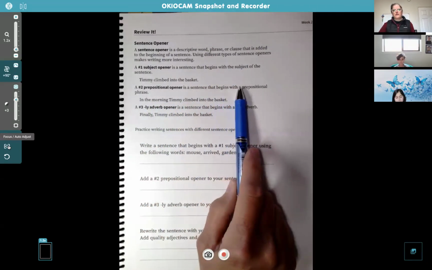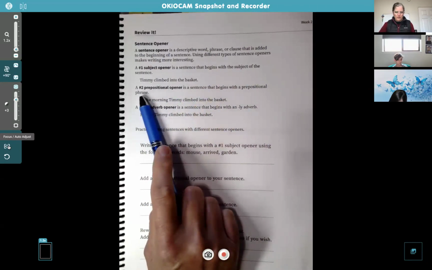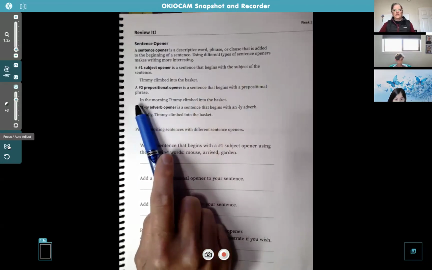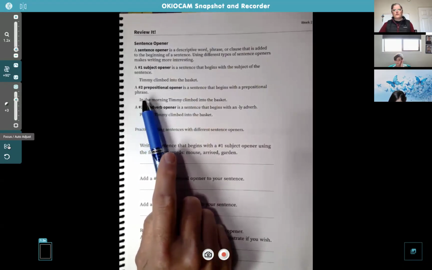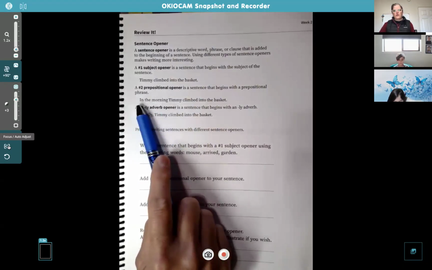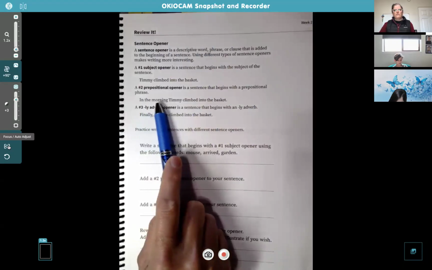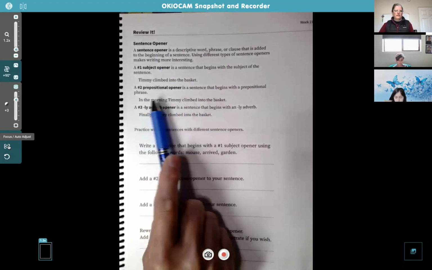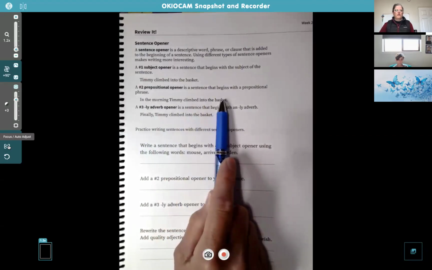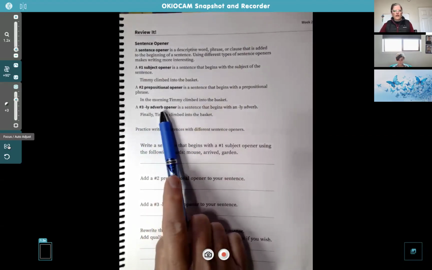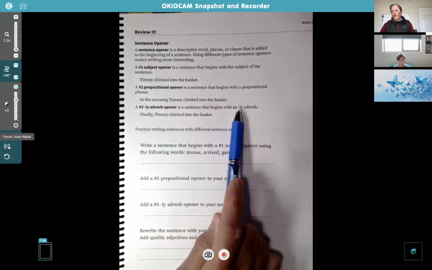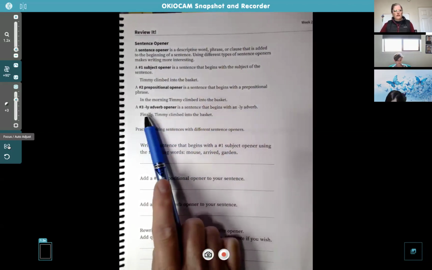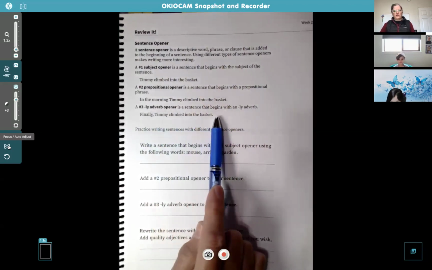And then there's the number two, the prepositional opener. It's a sentence that begins with a prepositional phrase, and that begins with a preposition, like this one. In is a preposition. So in the morning is a prepositional phrase. In the morning, Timmy climbed into the basket. That's an example of a number two opener. Number three opener, ly adverb, is a sentence that begins with an ly adverb. Finally, Timmy climbed into the basket.